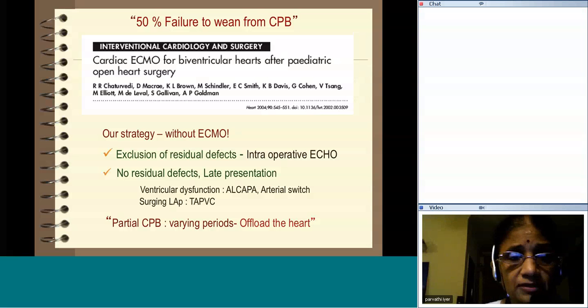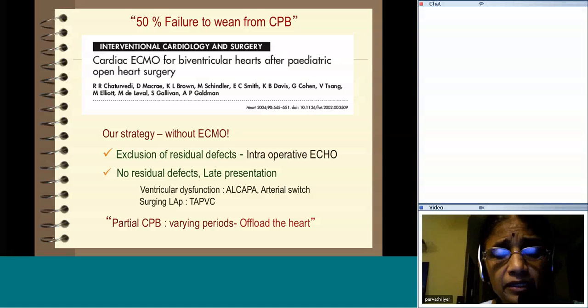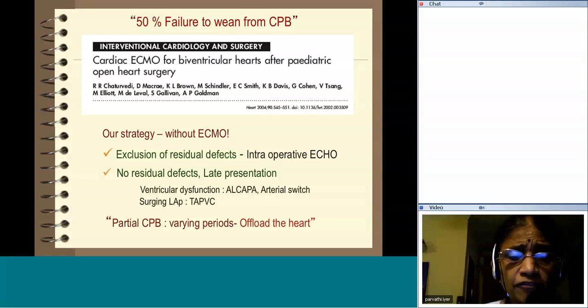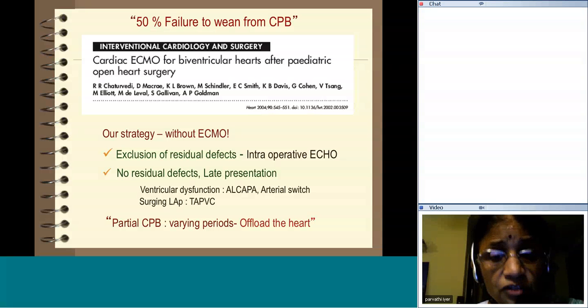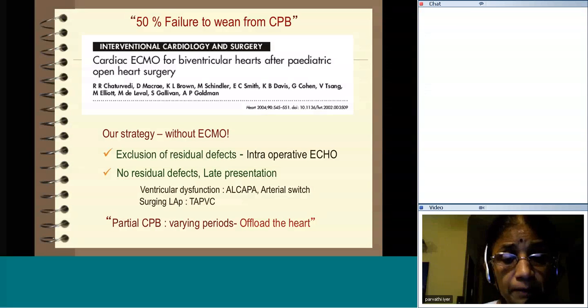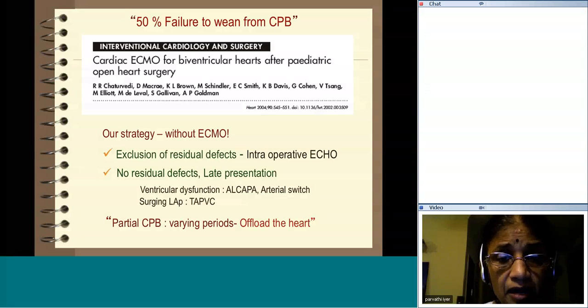Yes, it does happen once in a while. And what do we do? We usually look very, very aggressively by an intraoperative echo for residual defects. If there are residual defects, they are fixed, and then the surgeon attempts again to separate the infant from CPB. If there are no residual defects and the problem is that of late presentation, residual ventricular dysfunction or surging left atrial pressures, they often use a partial cardiopulmonary bypass for varying periods of time to try and rest the heart or offload the heart and then come off pump.